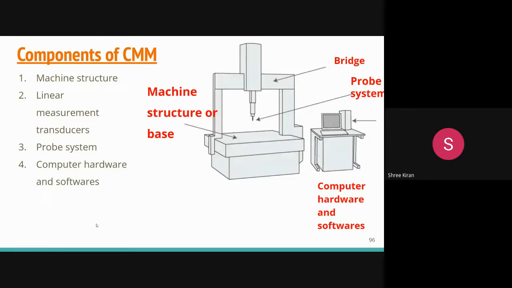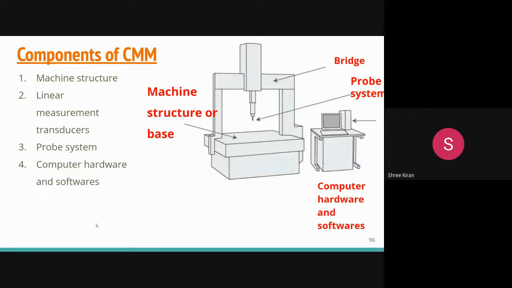So the length measuring system consists of measurement scales and scale readers. The position of the stylus system is reported by the length measuring system to the controller.